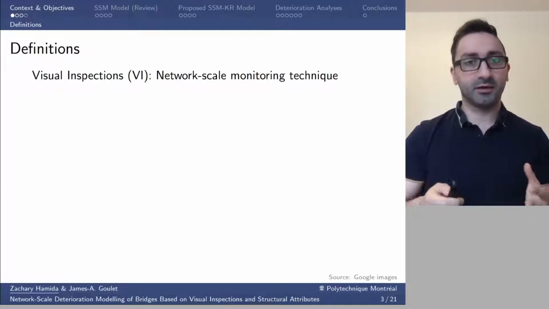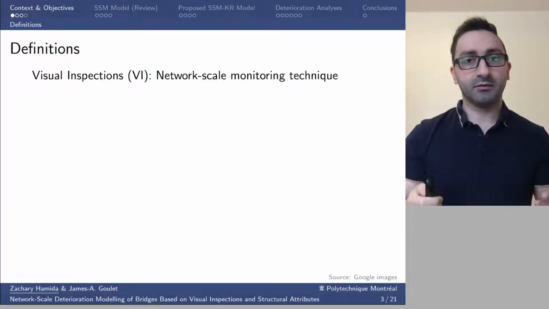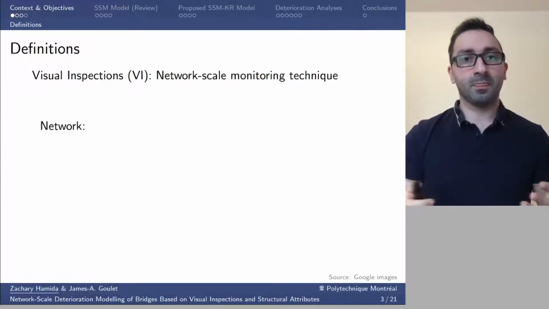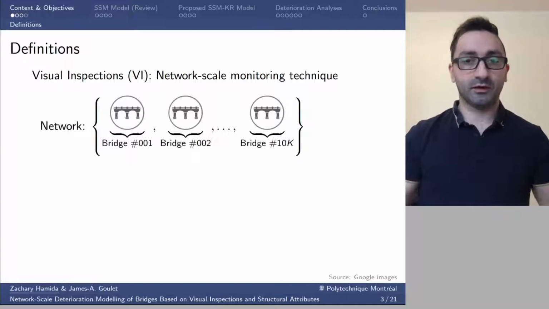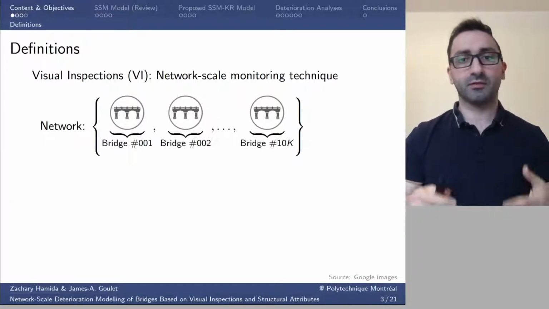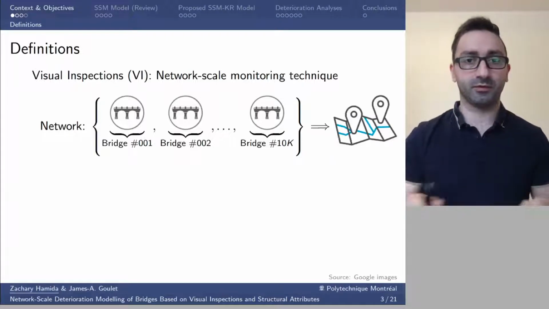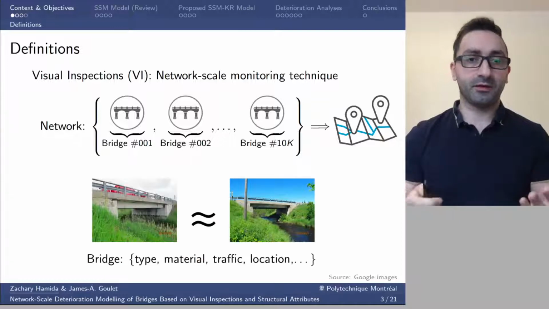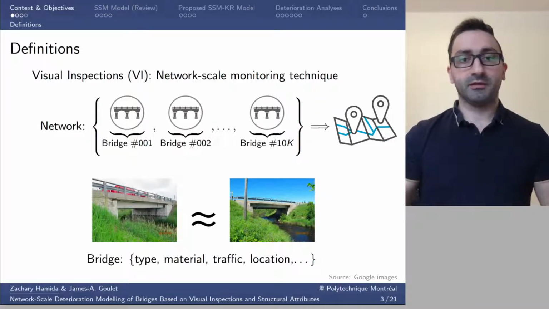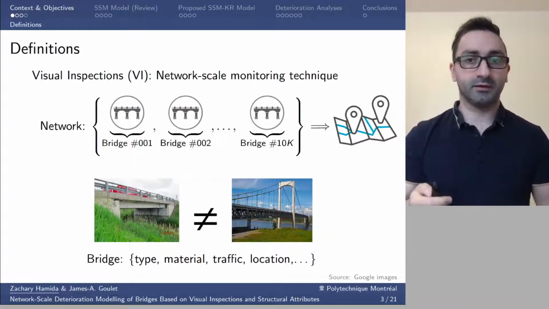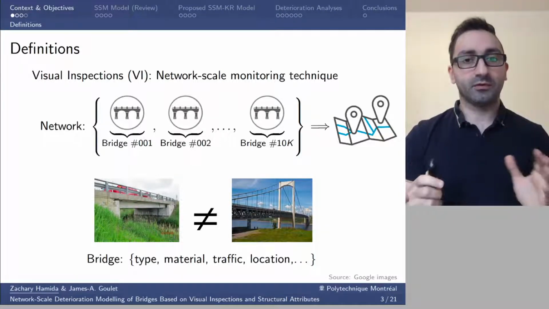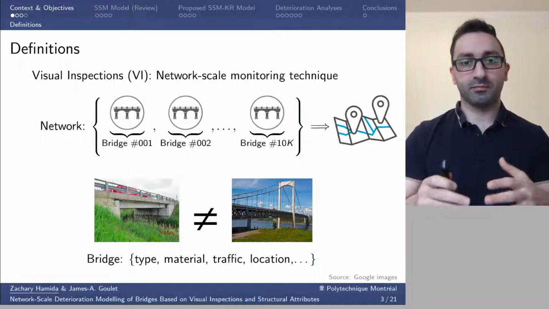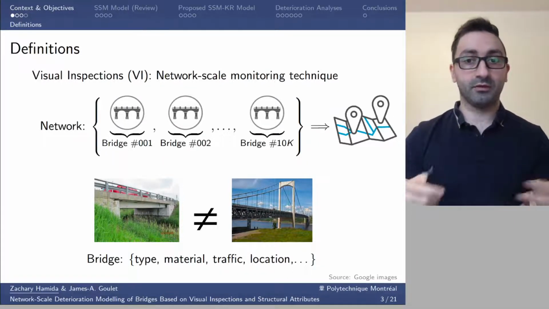This technique can be applied on a network scale, and by a network here, we are referring to a set of bridges. So in our case, we have around 10,000 bridges which exist within the province of Quebec. So all these bridges are within a certain region. Now, some of these bridges are similar to each other in terms of material, traffic, or location, while others are completely different.